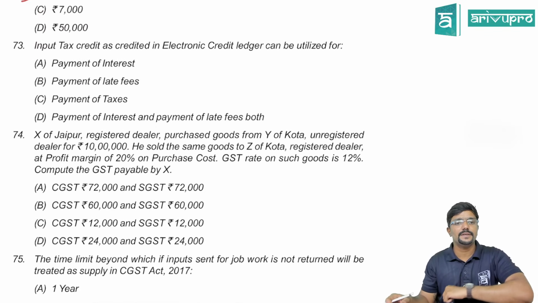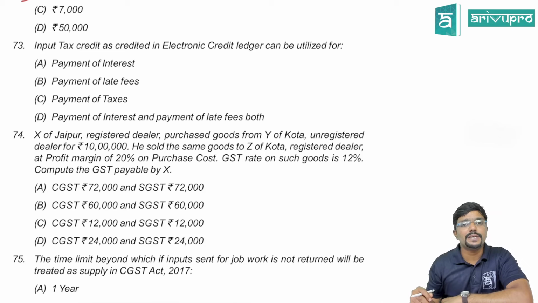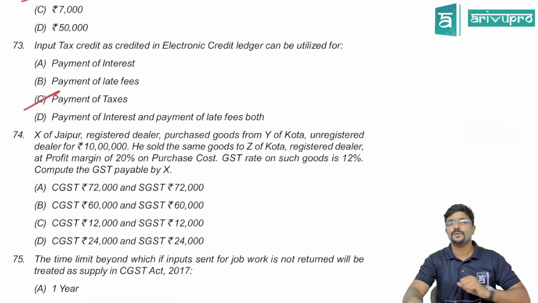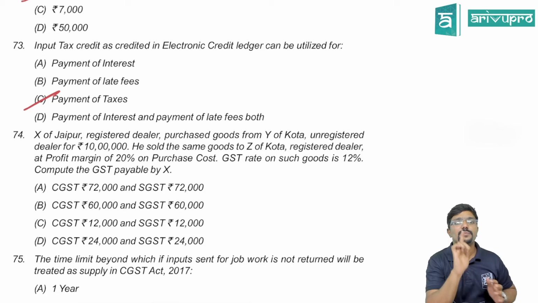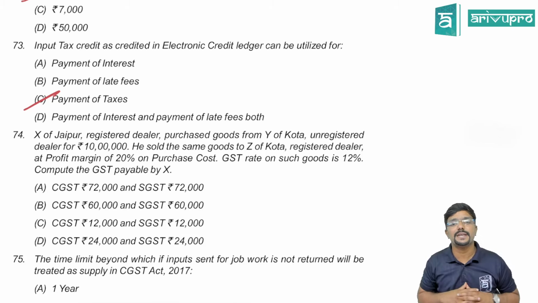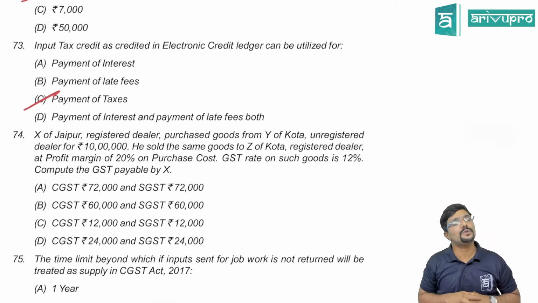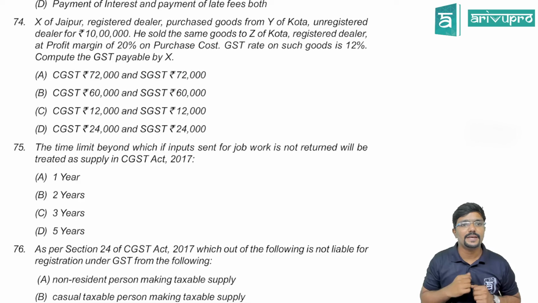Next, 73rd. Input tax credit as credited in electronic credit ledger can be utilized for payment of interest, payment of late fee, payment of taxes, payment of interest and payment of late fee both. See, whatever input tax credit is available in electronic credit ledger, it can be used only to pay output tax. Output tax means the tax on your outward supply. Can I use input tax credit to pay interest, late fee, penalty and all? No. To pay interest, late fee, penalty, you have to make that payment through electronic cash ledger itself. Clear? Agree? Yes, sir.